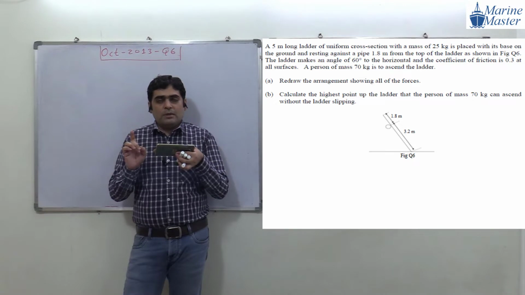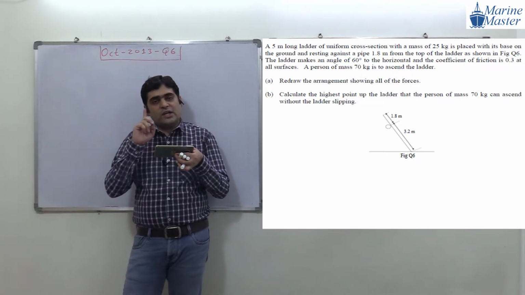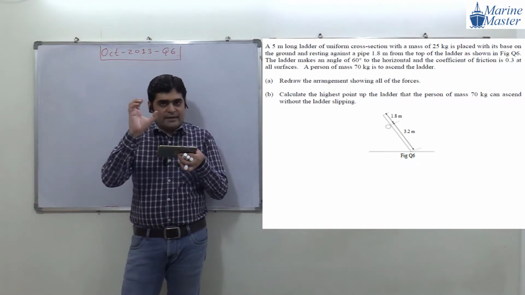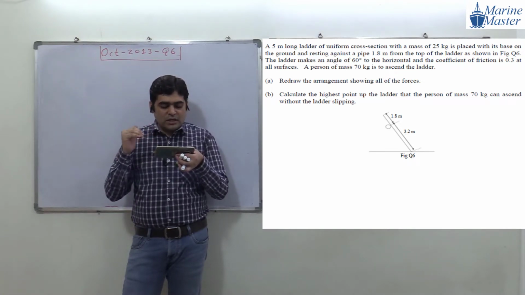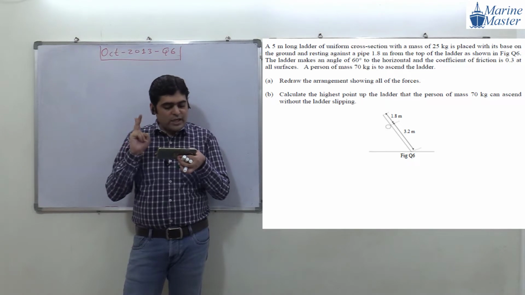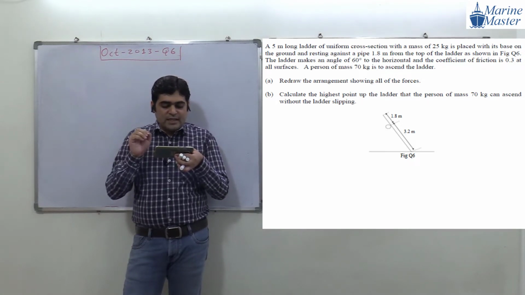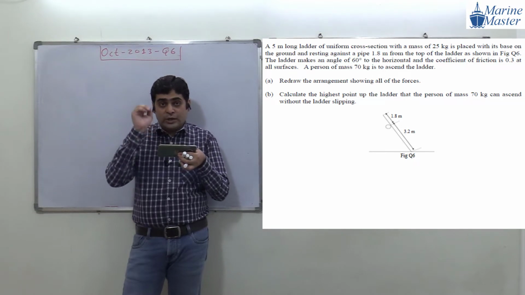Mu is 0.3 here. All surfaces means here there are two surfaces: one surface between the pipe and the ladder, and another surface between the ground and the ladder. So there are two contact surfaces, and a person of 70 kg is to ascend the ladder. Try to see the scenario here.